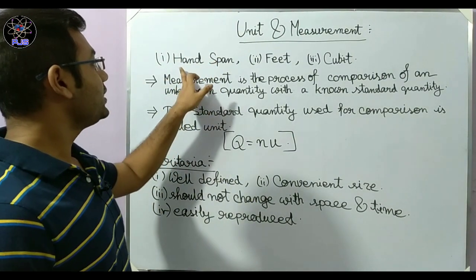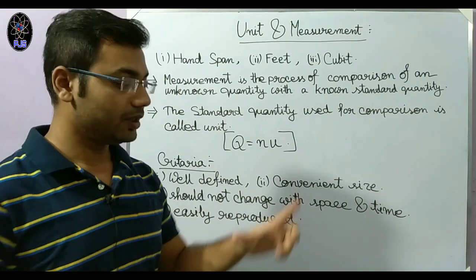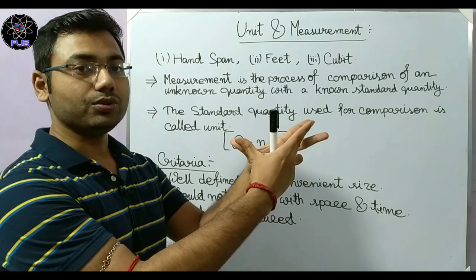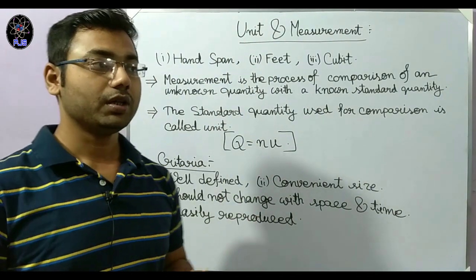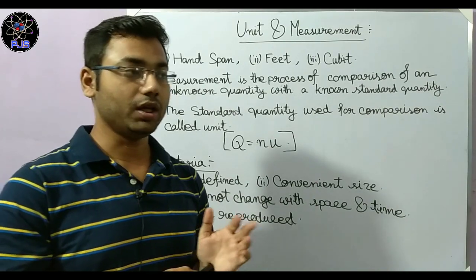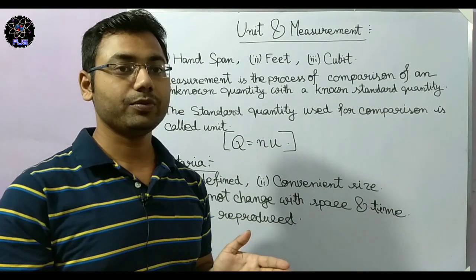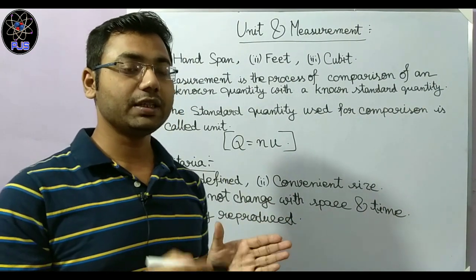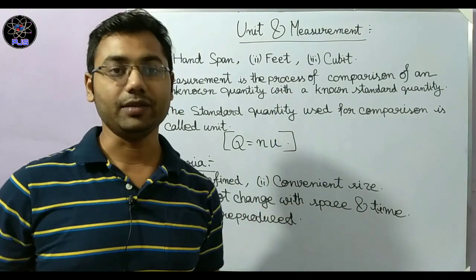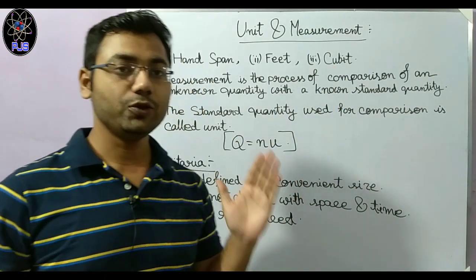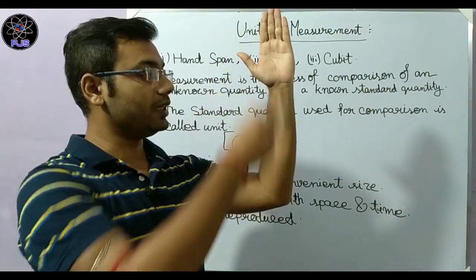In ancient times the famous units are handspan, feet, cubit. What do you mean by handspan? This length is known as one handspan. And what do you mean by feet? If a person crosses a road, he covers footsteps like 3 footsteps, 4 footsteps. That means the length measured by the steps of foot covered by a person is known as feet in ancient times. And what do you mean by cubit? Cubit is the length from our middle finger to our elbow. This length is known as cubit.